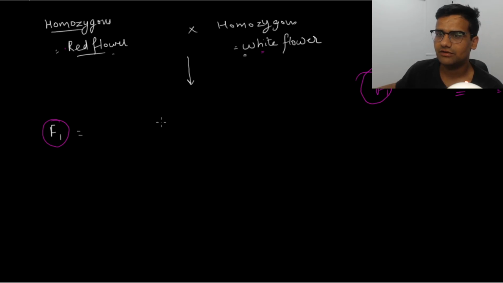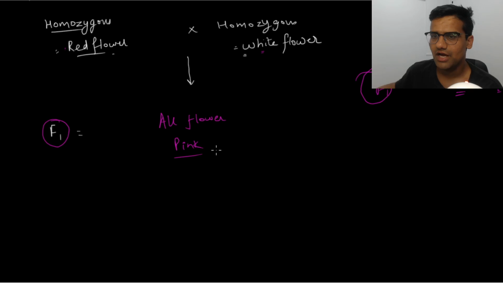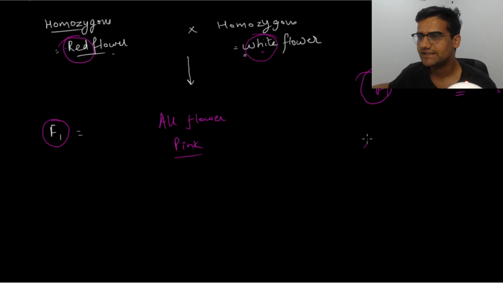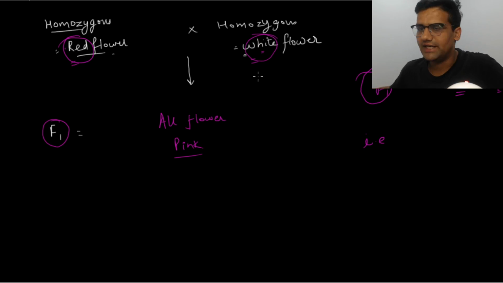And the result was all flowers in this Mirabilis jalapa plant were pink. None of the flowers was red or white. That is, neither of these two alleles is dominant. This can only happen if neither allele is dominant.